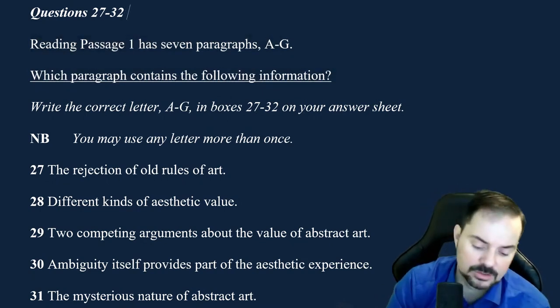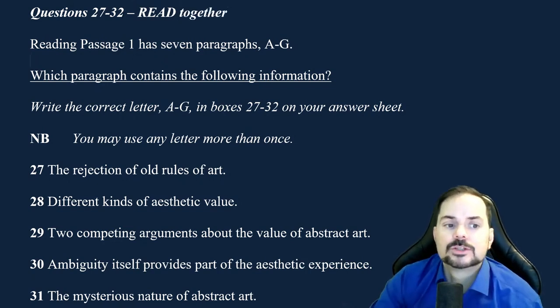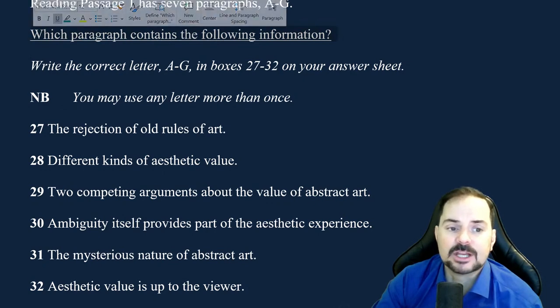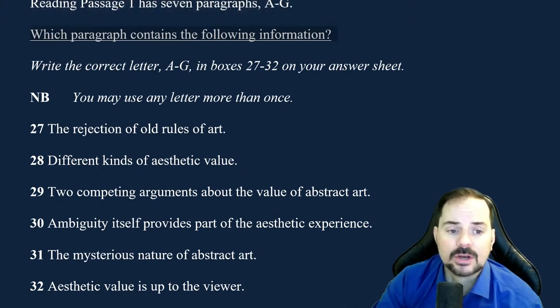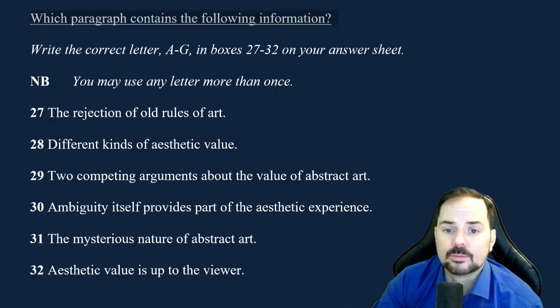Now read with me, students. This is reading, okay? So reading passage 1 has 7 paragraphs, A to G. Which paragraph contains the following information? Write the correct letter A to G in boxes 27 to 32 on your answer sheet. You may use any letter more than once.